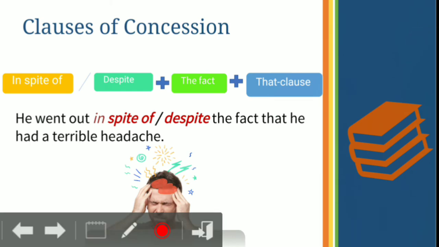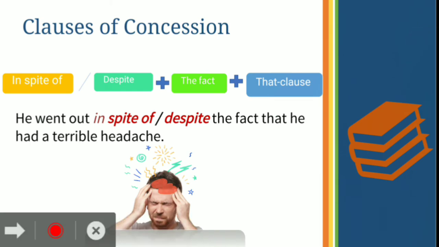Then, finally, we have here the last clause of concession, that is in spite of or despite. And the structure is in spite of or despite plus the fact plus that it's a clause. For example, he went out in spite of or despite the fact that he had a terrible headache. We have here in spite of or despite, then the fact, then that.